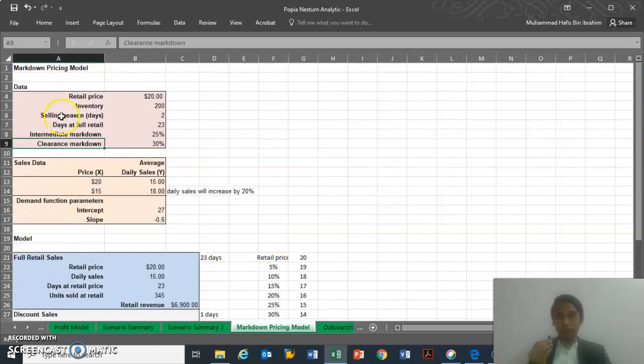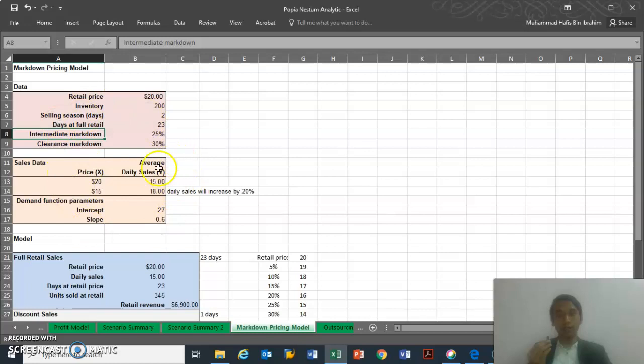And so this is my markdown pricing model. My retail price is 20 ringgit. My inventory is 200 units. Selling season days is 2 days, which is at discount price. And days at full retail is 23 days. My intermediate markdown is 25%. My clearance markdown is 30%.